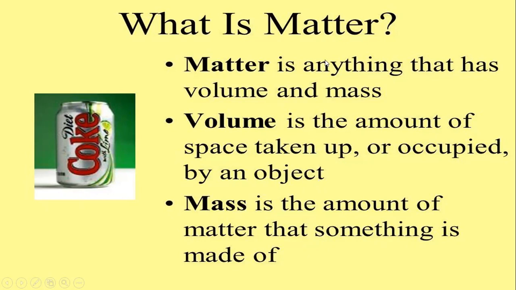Again, what is matter? Matter is anything that has volume and mass. So, anything that has volume and mass is called matter. What is the volume and what is the mass? Volume is the amount of space taken up by this matter or occupied by an object. But mass is the amount of matter that something is made of.